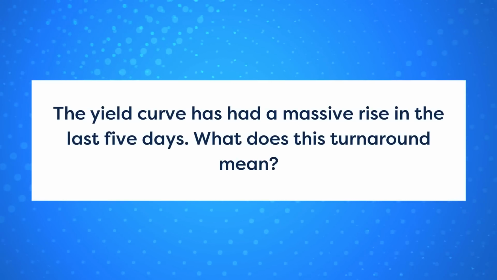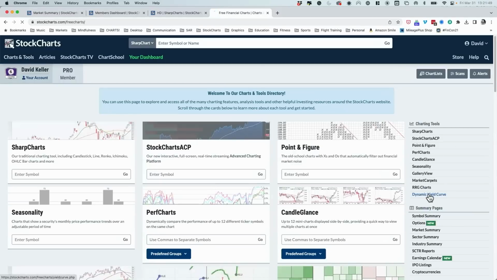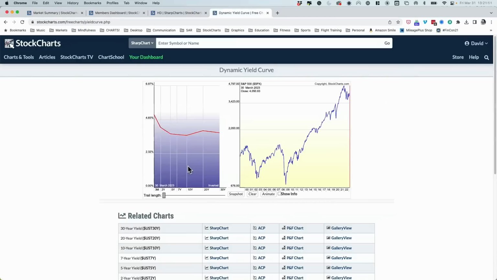To answer your question, I'm going to use the dynamic yield curve to get to this. This is a fantastic tool, by the way. Go to Charts and Tools. On the right column, you'll see the dynamic yield curve. This is a simple but very powerful visualization that shows the relationship between the yield curve on the left to the S&P 500 on the right.